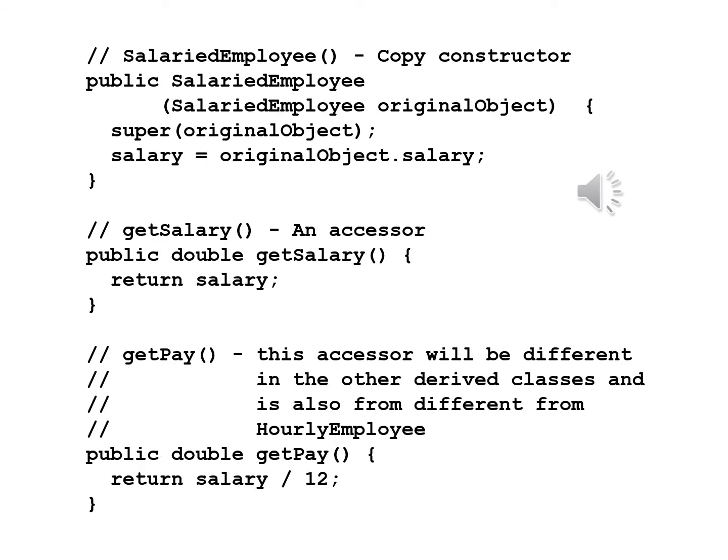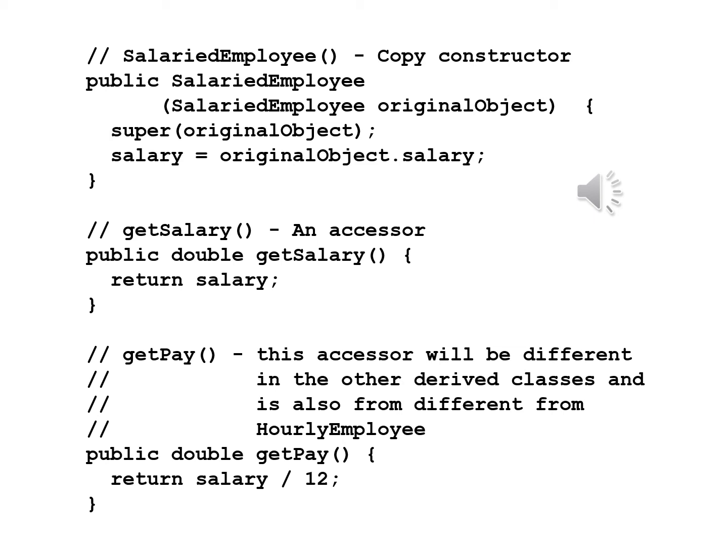And now the copy constructor. Public SalariedEmployee, original object. We call the base class's copy constructor with super(originalObject). Salary equals originalObject.salary. And now the accessor for salary. Public double getSalary, return salary.